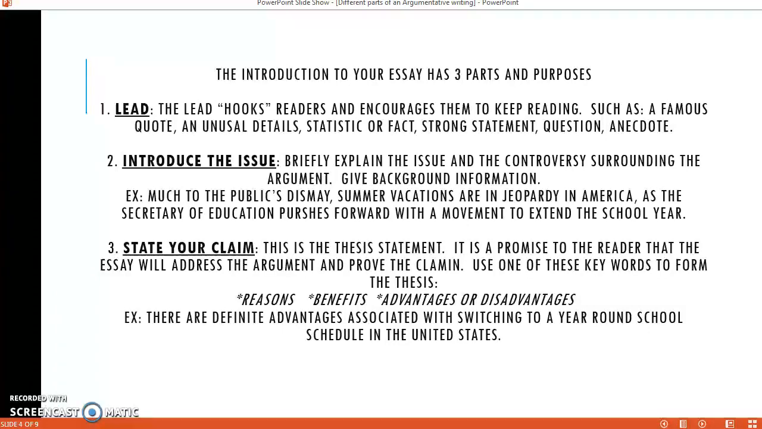For example, there are definite advantages, there's that key word, associated with switching to a year-round school schedule in the United States. So this is your intro paragraph. Easily 6 sentences right here. Okay? The lead, introduce the issue, state your claim.